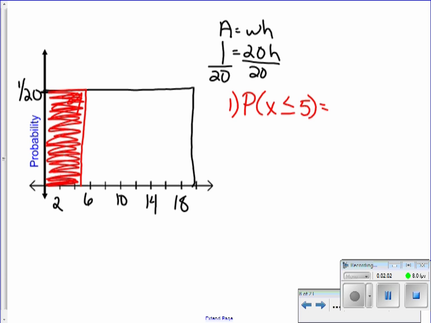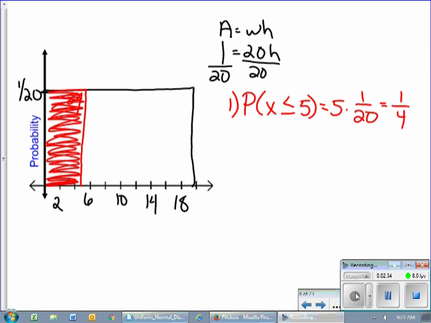How wide is it? We were already talking about that. What's our height? 1/20th. So we get 1/4. Let's say a 25% chance that they are no more than 5 minutes late. All right, take 3 minutes. Try 2. Try 3. See if you can get those worked out.